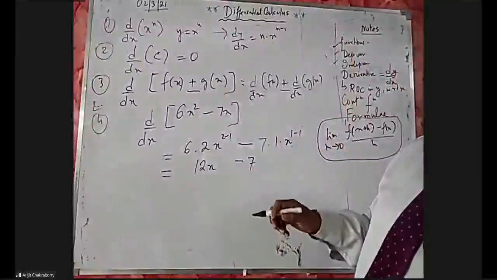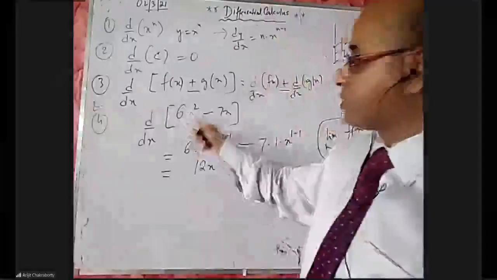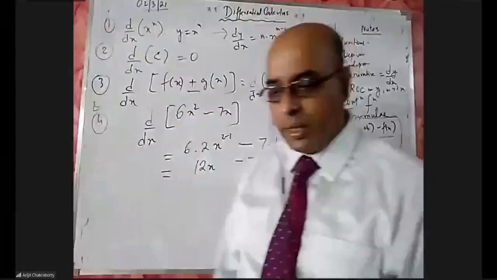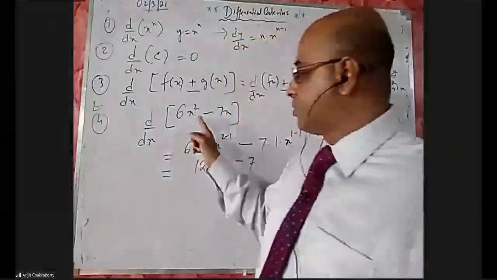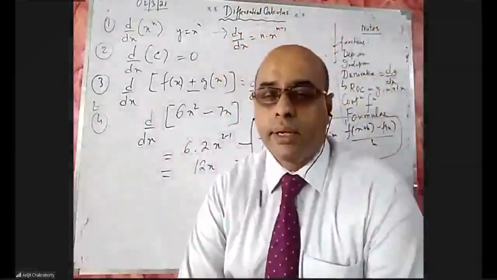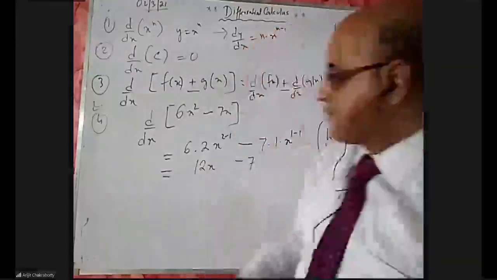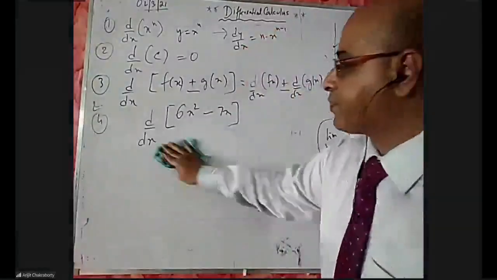So the differential coefficient of 6x square minus 7x is 12x minus 7. Okay, let me take one more example. This was for subtraction. Now we shall take a particular sum on addition, and let me take an exam question.